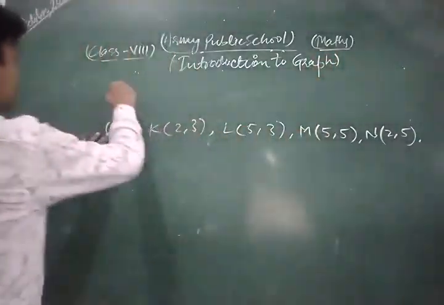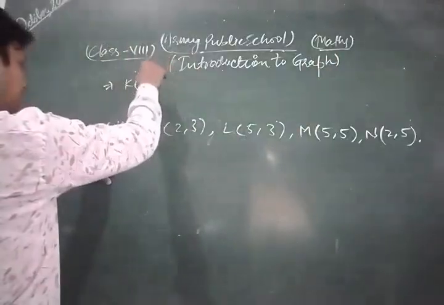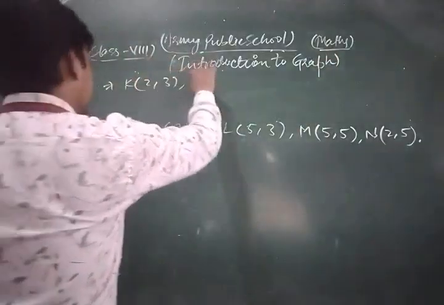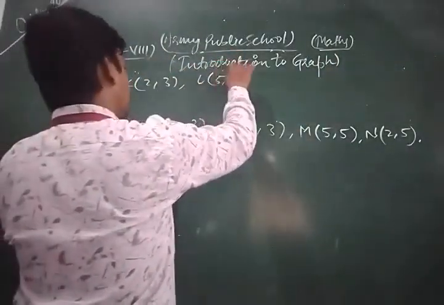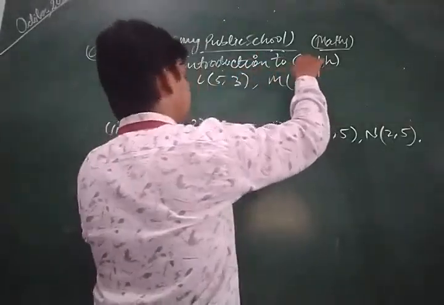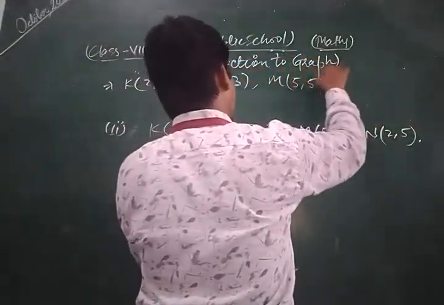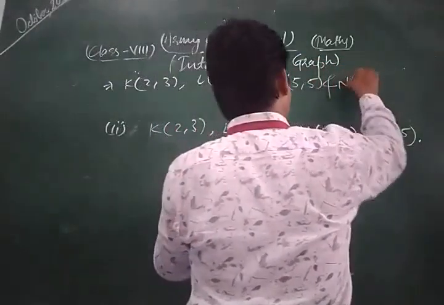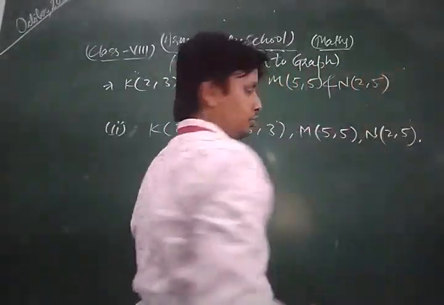Now, this question has the points: K is (2, 3), L is (5, 3), M is (5, 5), and finally N is (2, 5). Look.